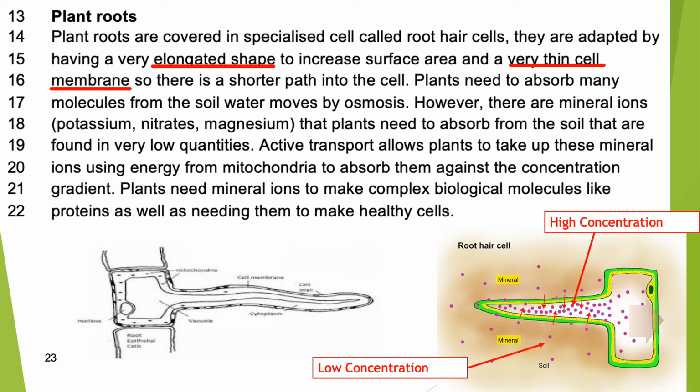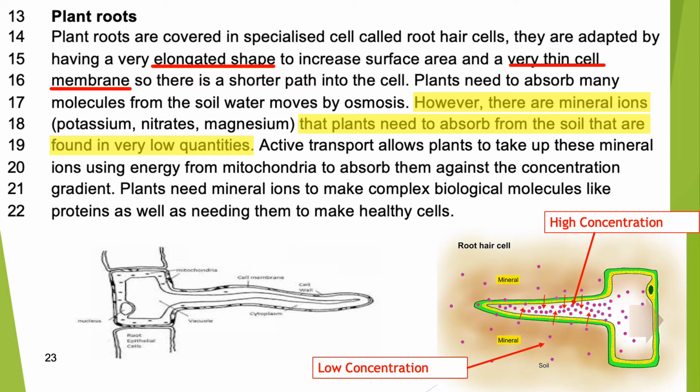Now, normally, when you put water into the soil around the plant, then the water will eventually move into the cell through a process called osmosis. We learned about this. However, there are mineral ions such as potassium, nitrates, and magnesium that plants need to absorb from the soil. But the only thing that is difficult about this is that they are found in very, very low quantities.